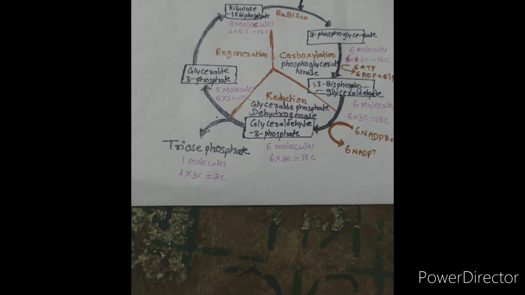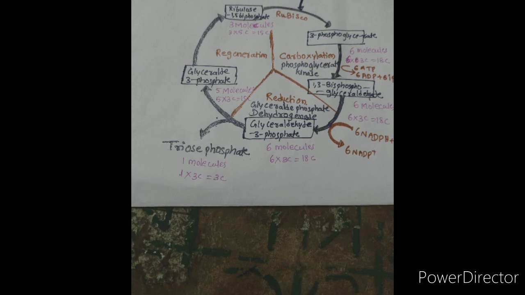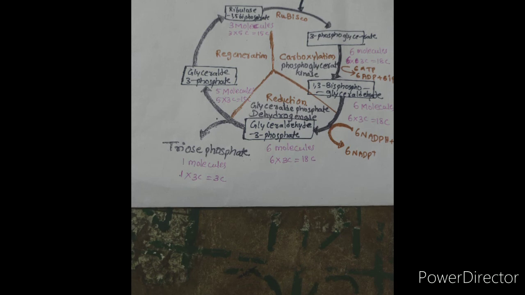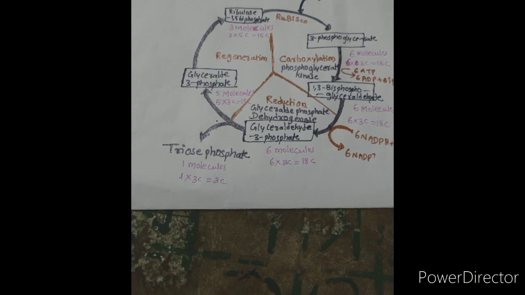Then this 1,3 bisphosphoglyceraldehyde breaks into glyceraldehyde 3-phosphate. Here also each molecule contains 3 carbon atoms. So in all of the 3-phosphoglyceraldehyde, 1,3 bisphosphoglyceraldehyde and glyceraldehyde 3-phosphate, the total number of carbon atoms is 18.